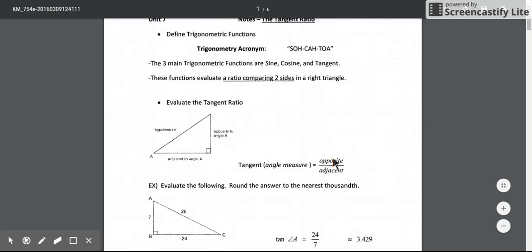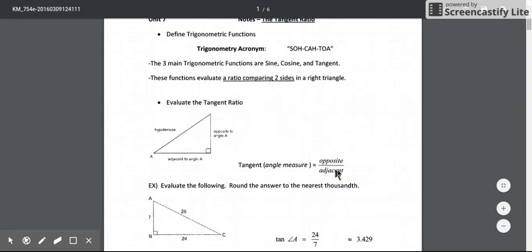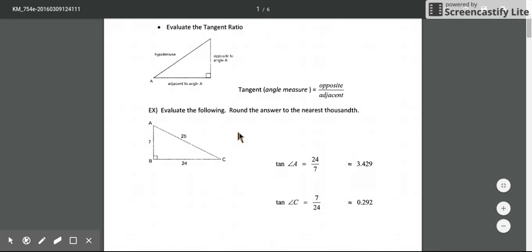So the tangent ratio is the opposite over the adjacent side. If I find the tangent of this angle, my calculator will actually tell me the decimal equivalent when I compare these two side lengths. So trig functions are comparing two sides in a right triangle. The tangent ratio is specifically comparing these two sides. Let's do another example here.